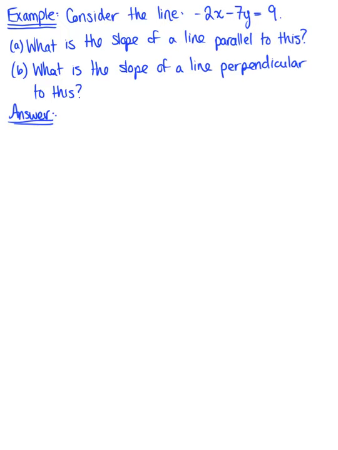Consider the line in standard form, defined as minus 2x minus y equals 9. And we have two parts here. Part A, what is the slope of a line parallel to this given line? And then part B is asking us, what is the slope of a line that is perpendicular to this given line? So the first thing that we want to do here is we need to find the slope of this given line. So we want to convert the line to its slope-intercept form.